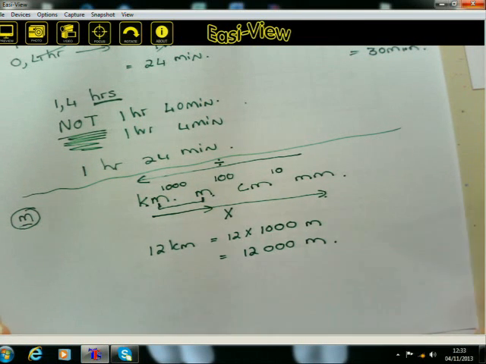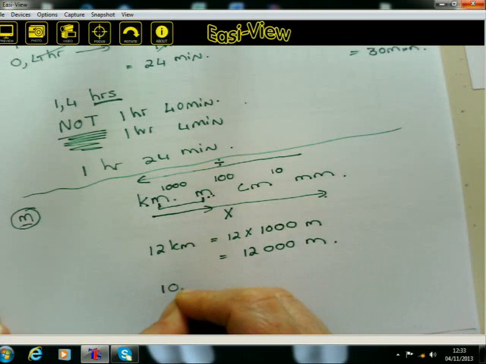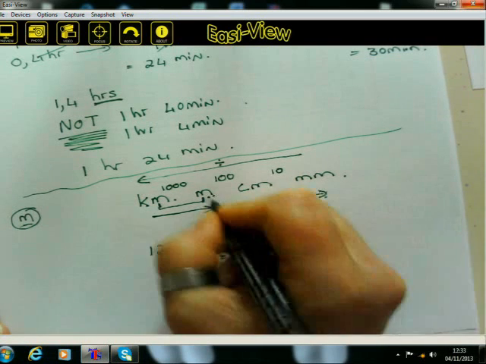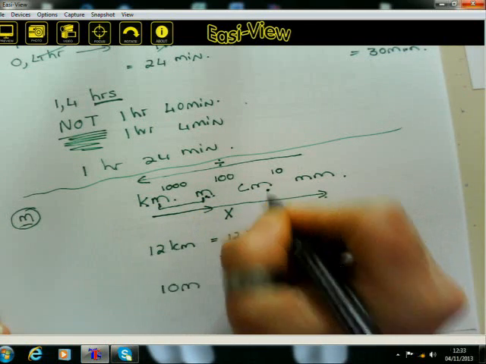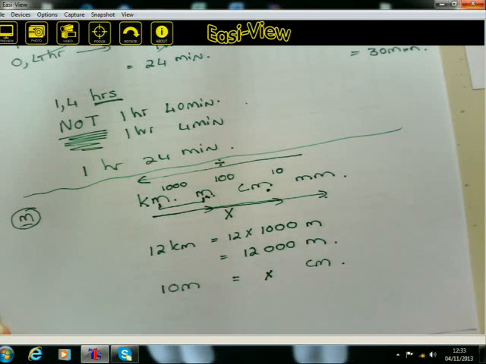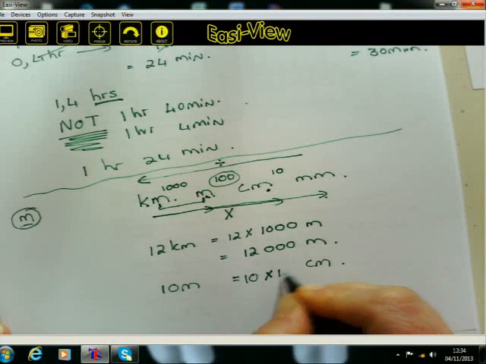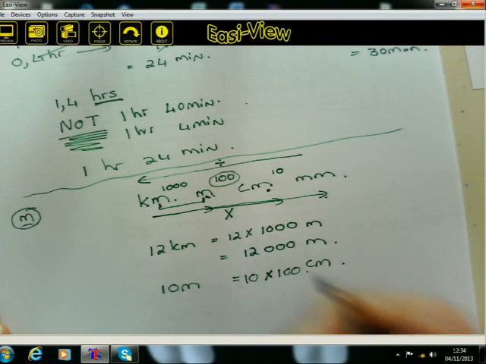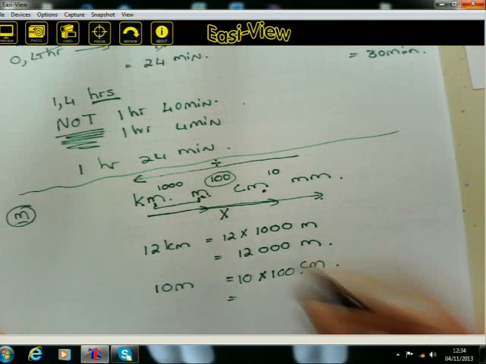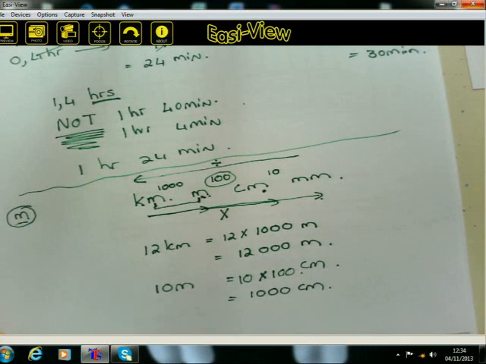Say for instance, I'm having 10 meters, and I want to know how many centimeters I have. I'm going from meter to centimeter. I'm going in that direction, so I'm going to multiply. With what am I going to multiply? I'm going to multiply with 100. So 10 meter will give me 10 multiplied by 100, 1,000 centimeters.